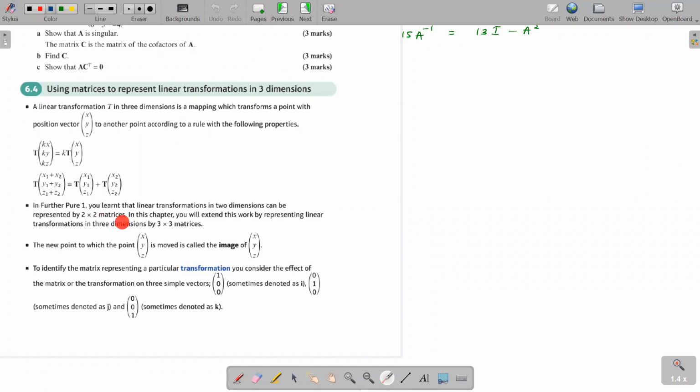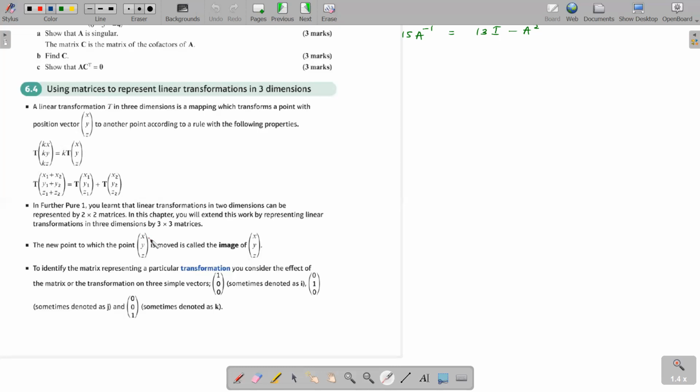So now in F3 matrices, the difference is now we are not working with 2 by 2 matrices. We are working with 3 by 3 matrices. So in this chapter, you will extend this work by representing linear transformations in 3 dimensions. The new point to which the point x, y, z is moved is called the image of x, y, z. This is already something you know, right?